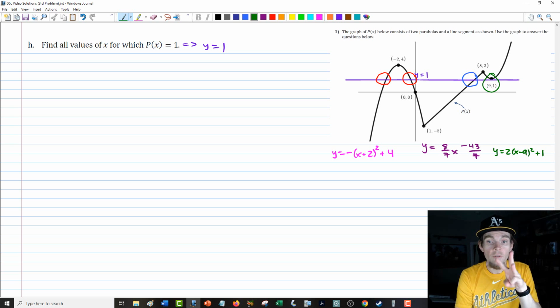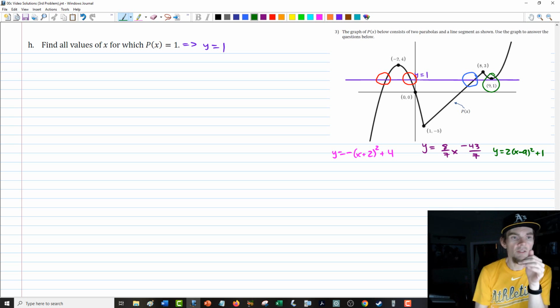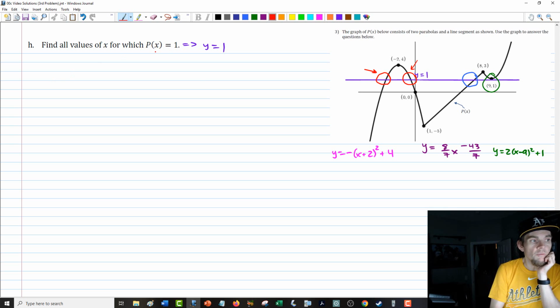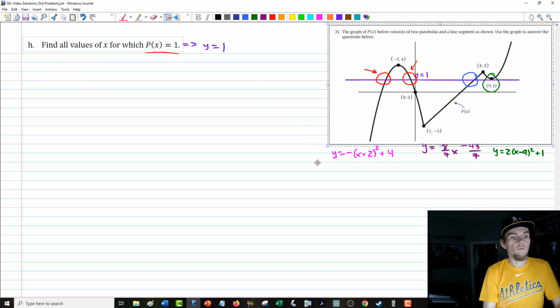And all 3 equations are going to be used in this case. So let's see where this is going to go. We'll start with the red ones. So right here, we want to find those 2 places where y equals 1. So what we're going to do is take that equation, which we found earlier. Again, we invested real time into this.